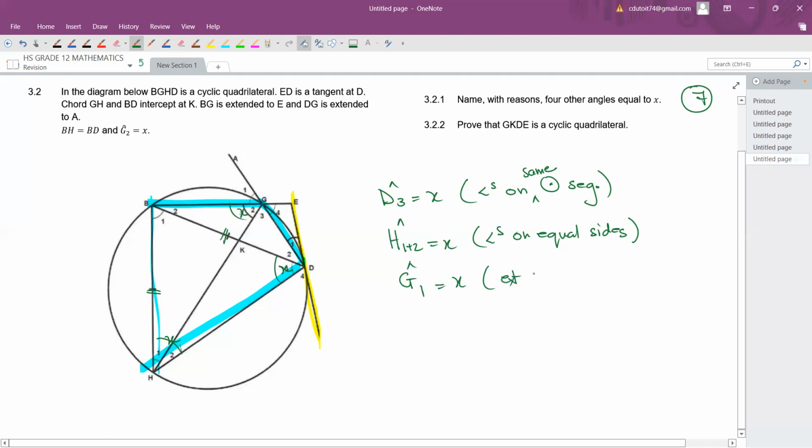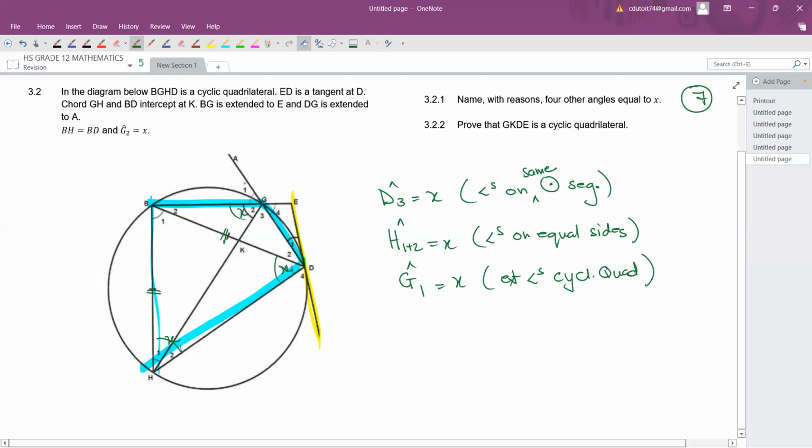Exterior angles of a cyclic quad. How do you make a cyclic quad shorthand? Is it just SQ? What is shorthand for a cyclic quad? Or do you write cyclic quad? I just write cyclic quad.